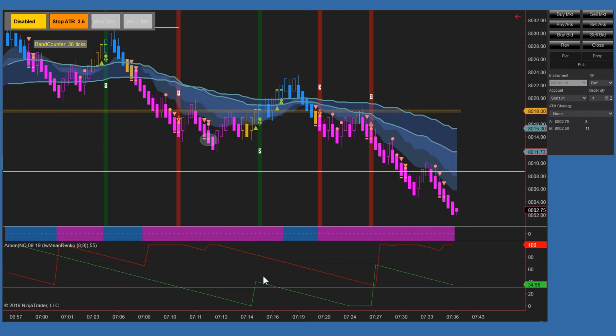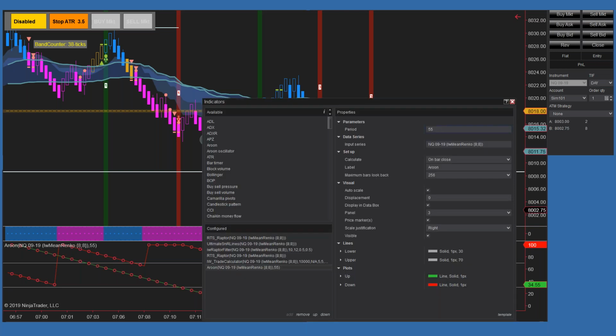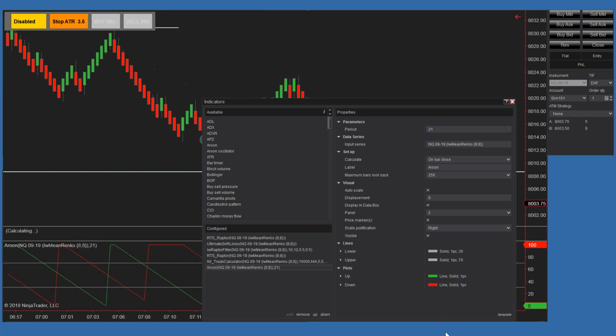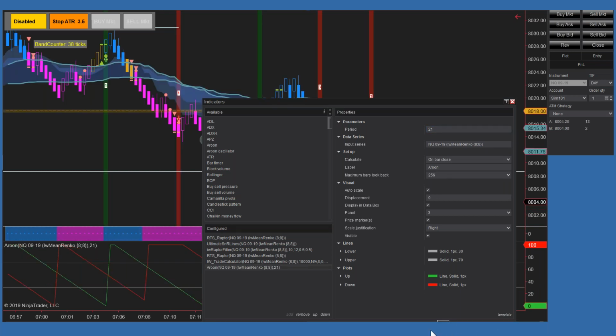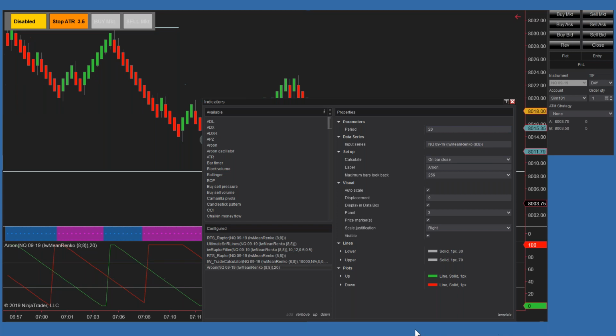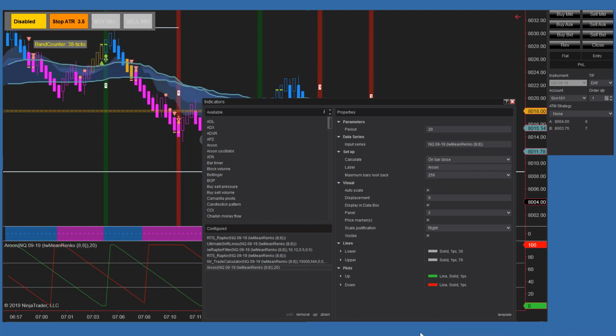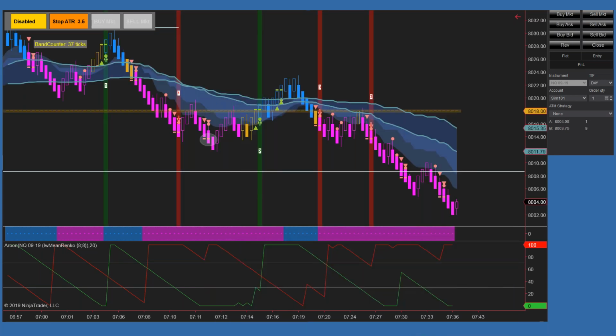I think I prefer either the 25 or even the 14. Or why don't we cut it in half? Why don't we go 21? Might be a good compromise. Or 20 trading days in a month. 21 is the Fibonacci number. When in doubt, I always seem to default to the Fibonacci values.